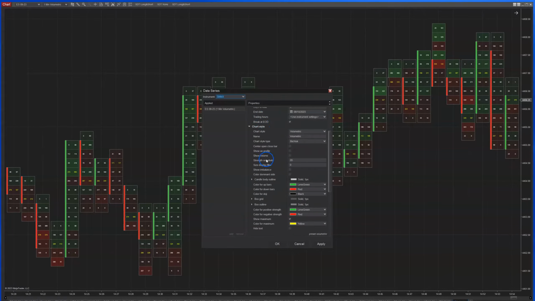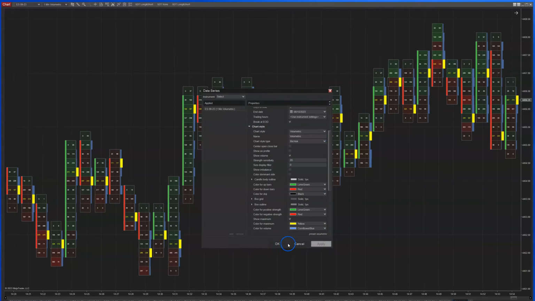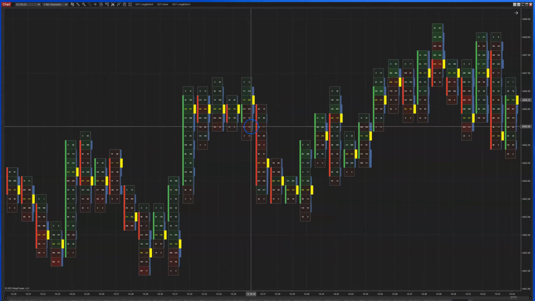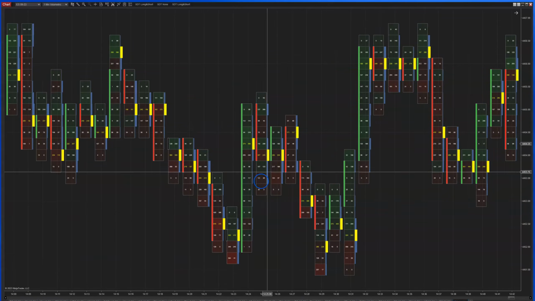So under chart style, it's about one, volumetric, and so on. You get down to show volume, about the sixth choice. And it's going to put the little volume profile on the side of the bar. And the yellow level is the point of control in that bar. Okay, so that's a way to do it.